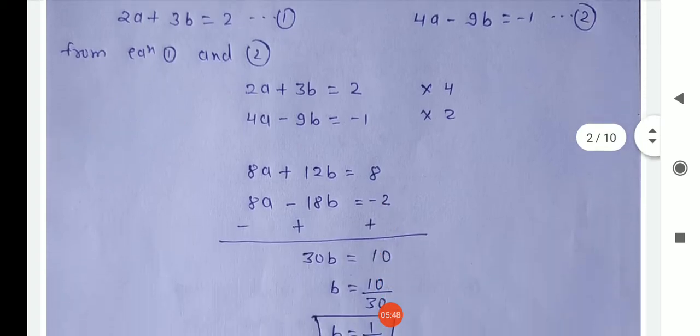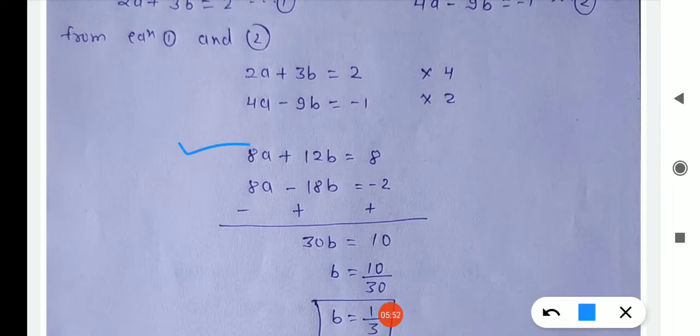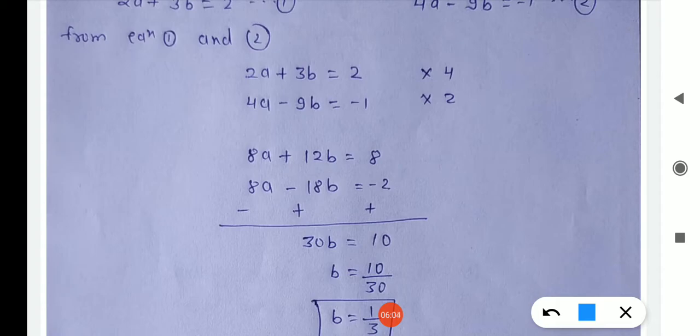So our required equations are 8a plus 12b equals 8 and 8a minus 18b equals minus 2. Now we change signs: positive becomes negative, negative becomes positive. Here 8a minus 8a is 0, 12b plus 18b gives 30b, and 8 plus 2 gives 10. So b is 10 upon 30, that is b equals 1 upon 3.